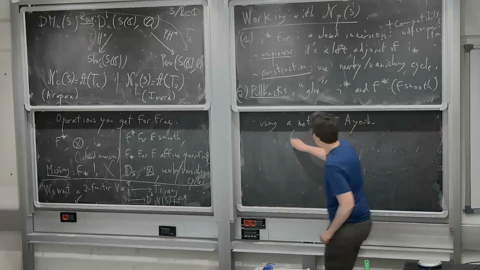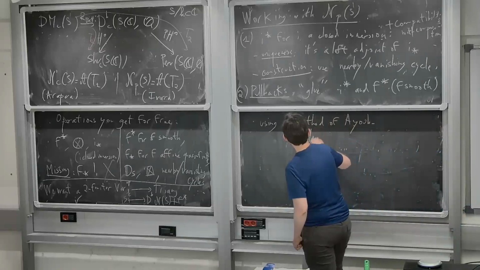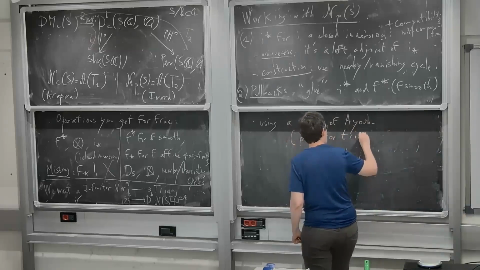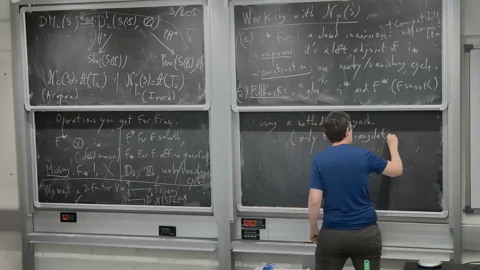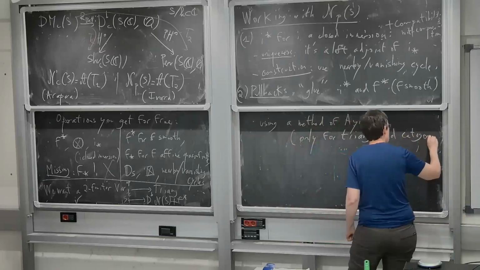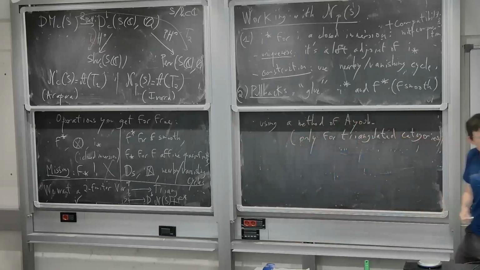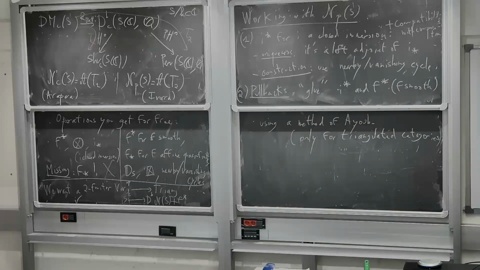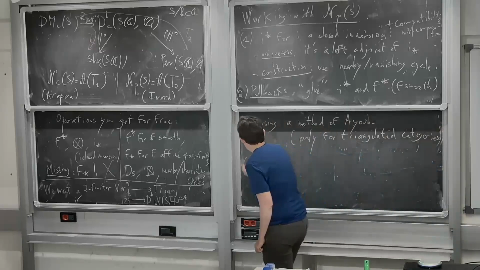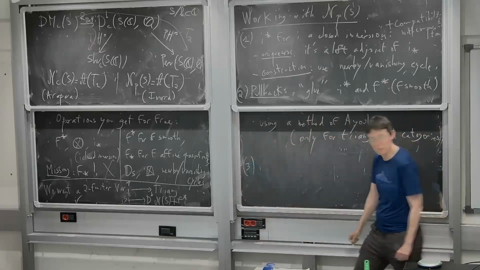Right. But this is only for triangulated categories. So this is the reason that we wrote our paper in the triangulated setting, is that Ayoub didn't do the infinity categorical gluing, and we didn't want to face that because you would have a lot more compatibilities to check. And you would have to basically rewrite Ayoub in this slightly different setting.